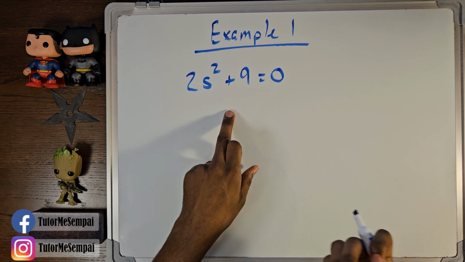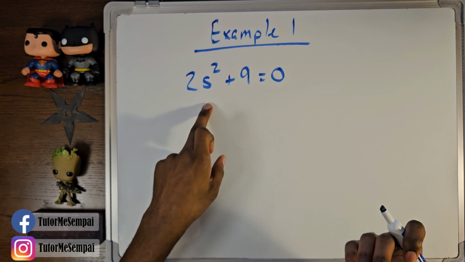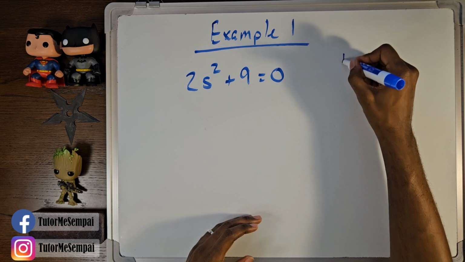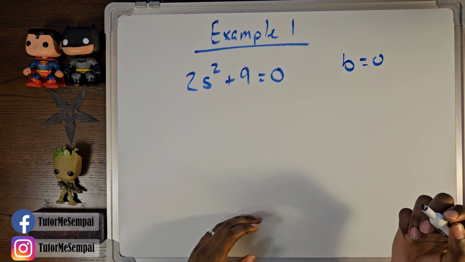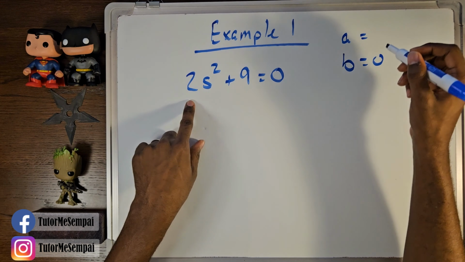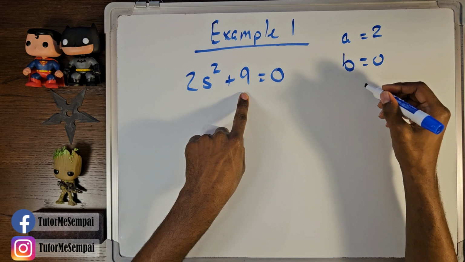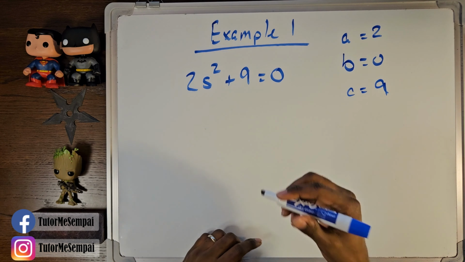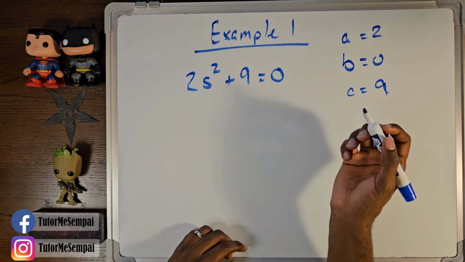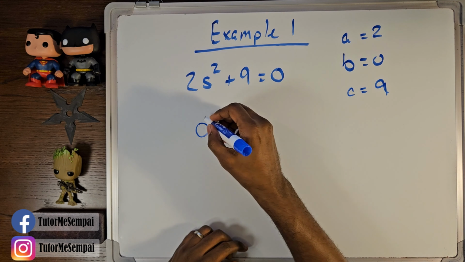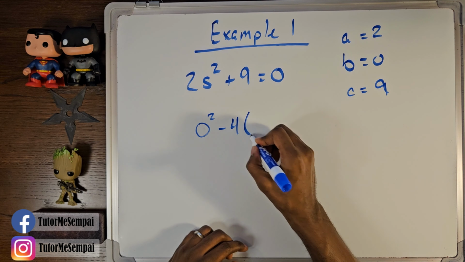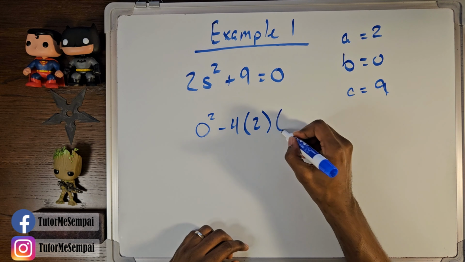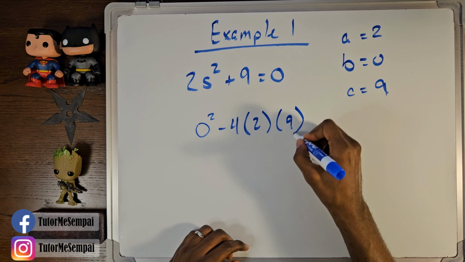But notice this doesn't have an s here. We have an s squared and we have our 9. There is no s. So technically, our B is going to be 0. Our A is going to be 2, and our C is going to be 9. So we're going to plug all of that in and see what we get. So we have B squared, which is going to be 0 squared, minus 4 times A, which is 2, times C, which is 9.